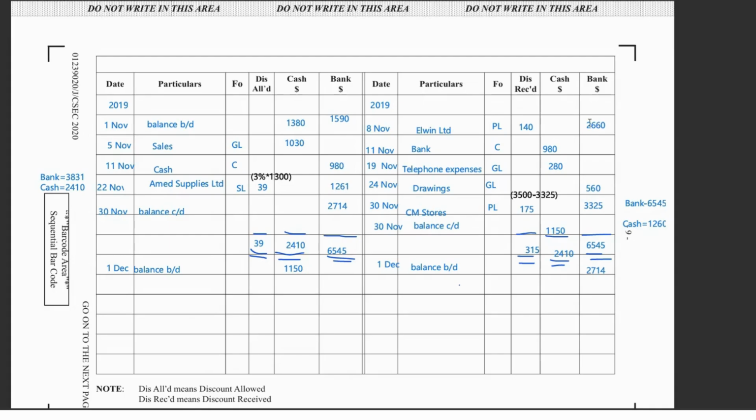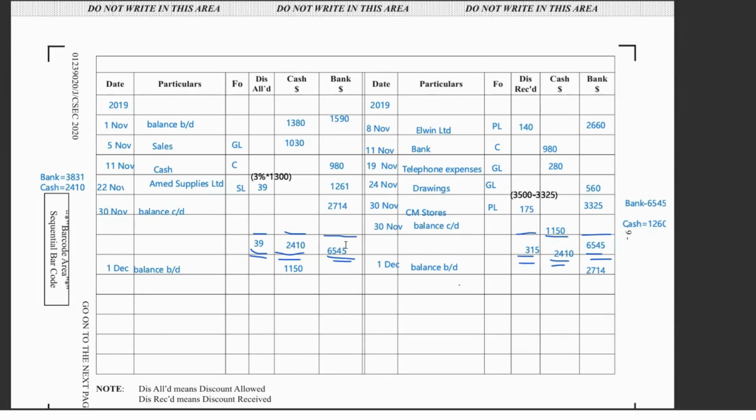On your credit side, you have 2,660, 560, and $3,325, which will give you a total of $6,545. No, 6,545 minus 3,831 will give you 2,714, and that will be your balance CD on the debit side for bank. Remember that anytime you have your balance CD, it should be the last day of the month. So we have it as the 30th of November.